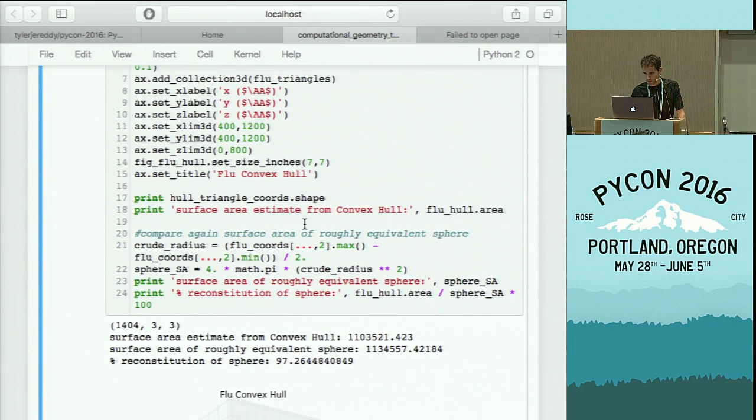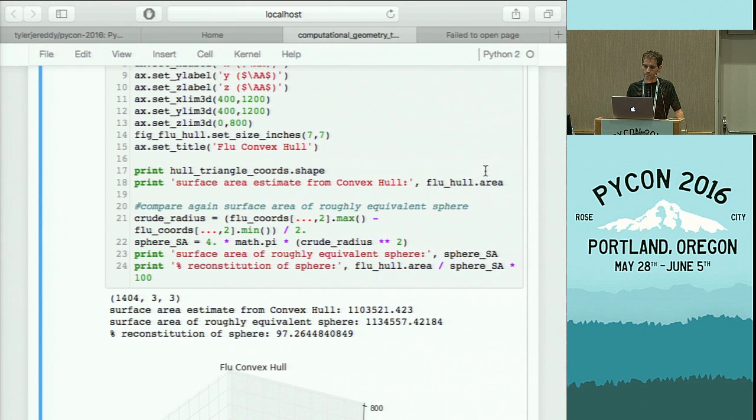So for calculating the total surface area, we could in fact calculate the surface area of every single triangle. I think Heron's formula could probably be used, but it turns out that there's a built-in flu hull area attribute, so we can just use the area attribute of the convex hull object. I just wanted to compare the area that we get back from that sum of all of the constituent areas to what you'd get for a perfect sphere that has roughly the same radius.